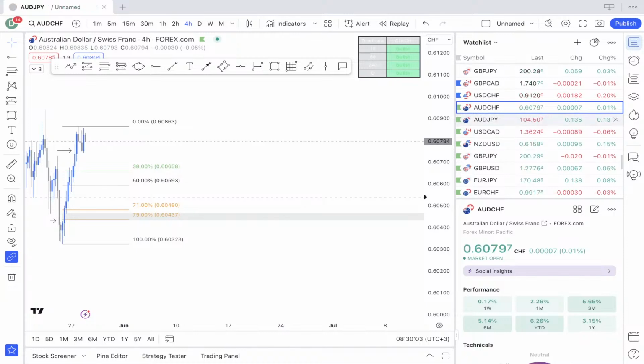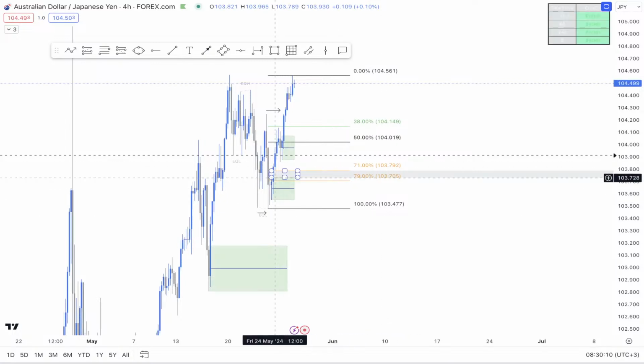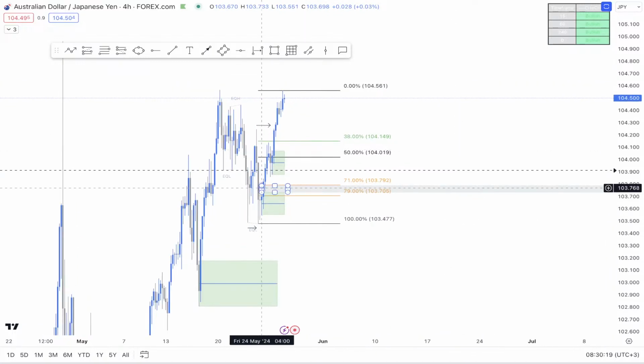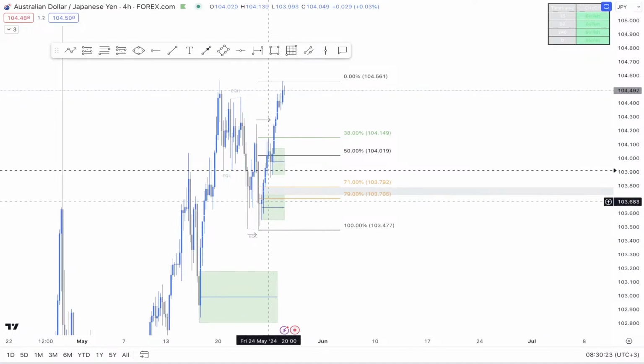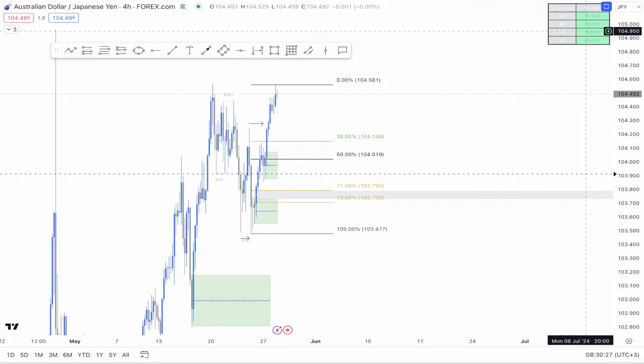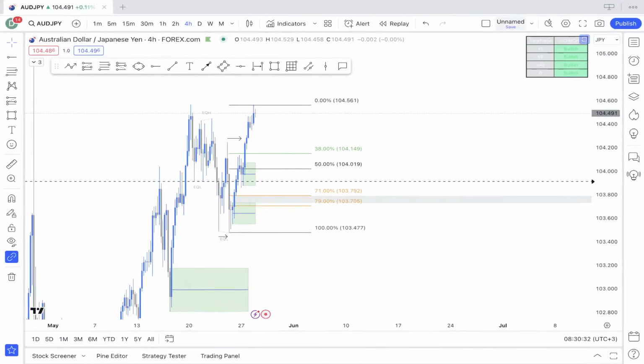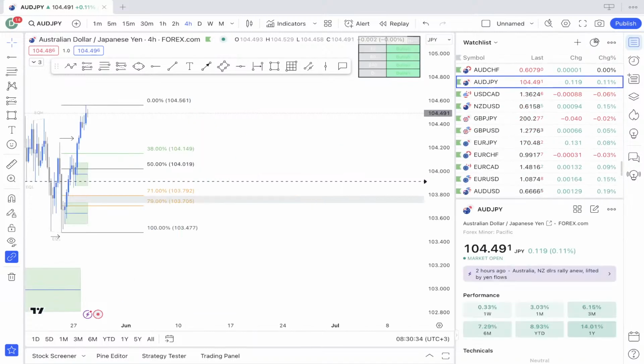On AUD JPY, another bullish setup looking pretty similar to AUD CHF. We have an aggressive break towards the upside. Before the break, liquidity was swept as well right here. We also have a fair value gap lining up perfectly with the point of interest as well as with this bullish trader order block. The trader graph is once again all green. And now the last thing that we need to wait for is a corrective pullback towards our area of interest.